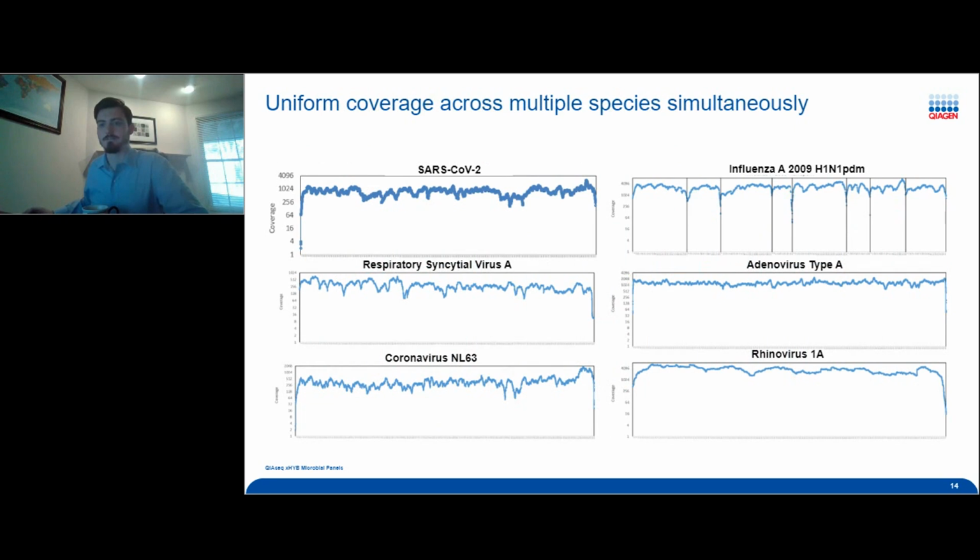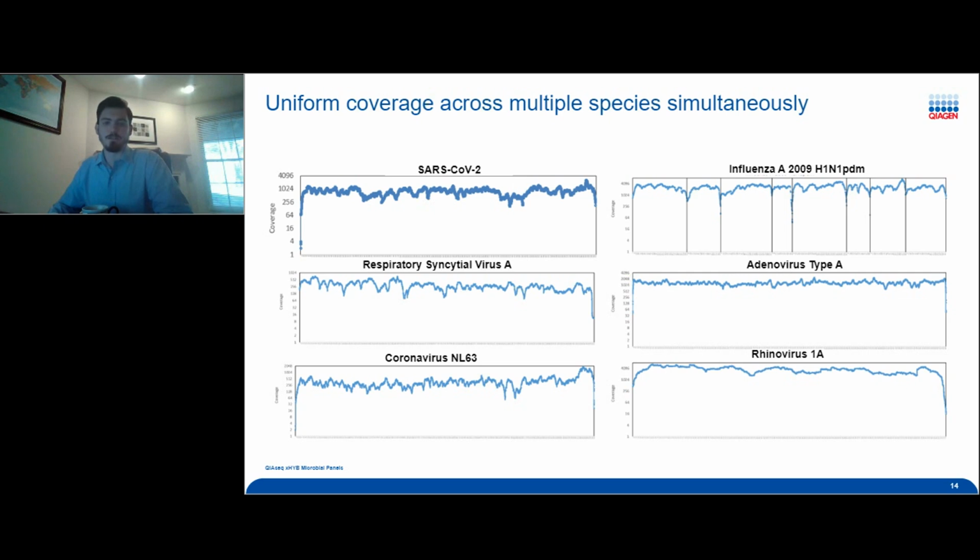So just to give an example of what the coverage looks like here, again, these viral probe panels are targeted at the whole genomes of each of these virus species. You can see here we have SARS, RSV, one of the coronaviruses associated with the cold, influenza A, adenovirus type A, rhinovirus 1A. This is just a selection of viruses that we can display here in a way that you can actually see. And you can see pretty broad, even coverage across the board for each of these viruses.